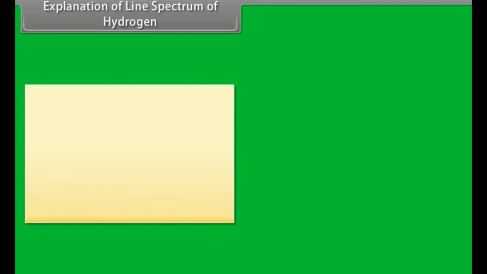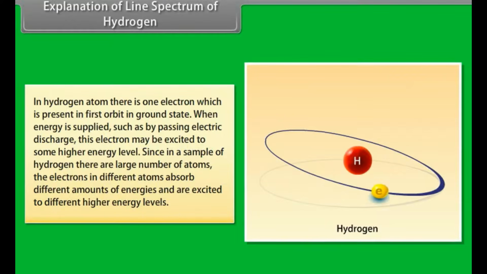Explanation of line spectrum of hydrogen. In a hydrogen atom, there is one electron which is present in the first orbit in ground state. When energy is supplied, such as by passing electric discharge, this electron may be excited to some higher energy level. Since in a sample of hydrogen there are a large number of atoms, the electrons in different atoms absorb different amounts of energies and are excited to different high energy levels.